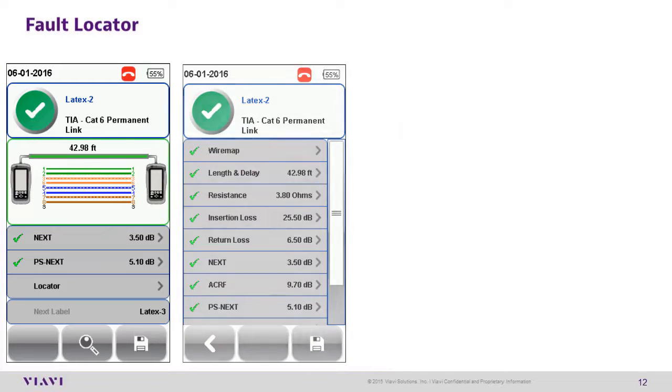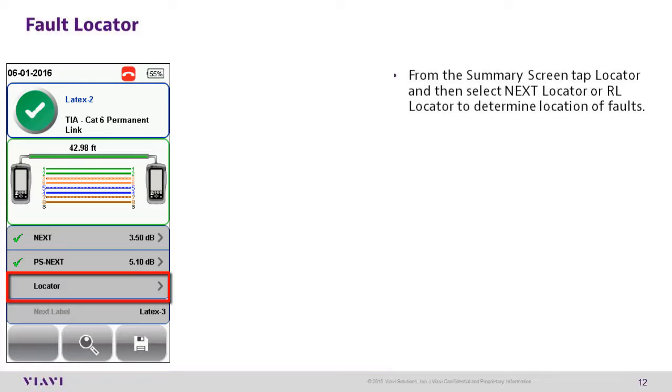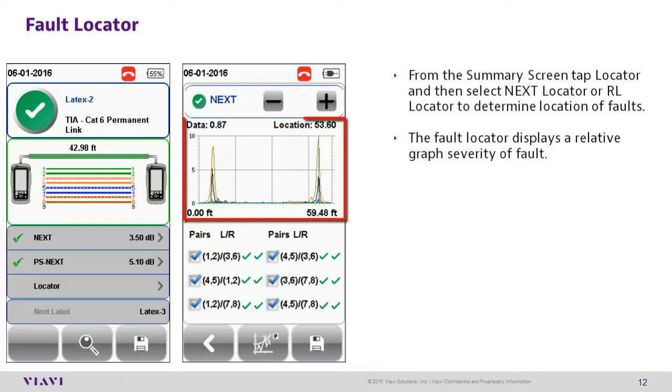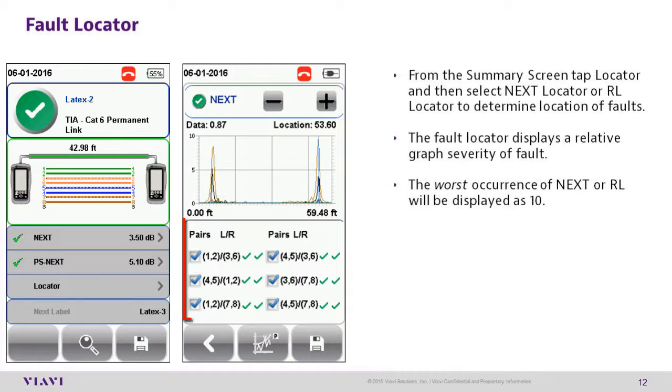Fault Locator View. Tap the locator icon on the Summary View screen. Select Crosstalk or Return Loss Locator to determine the location of faults. The fault locator displays a relative graph of severity of the fault. The worst occurrence of crosstalk or return loss will be displayed as 10. Faults can be analyzed out to 200 meters from this view.